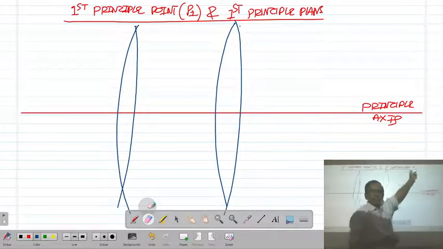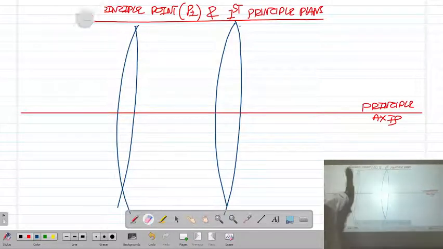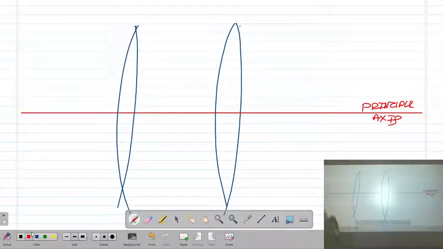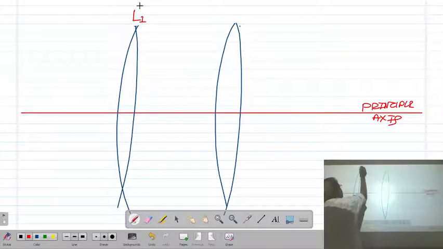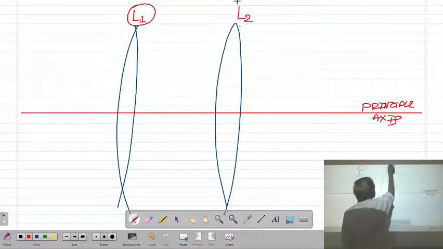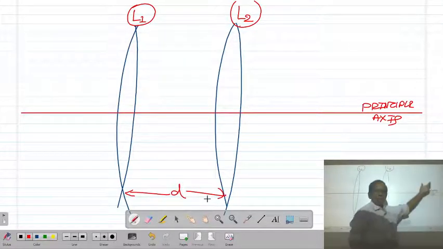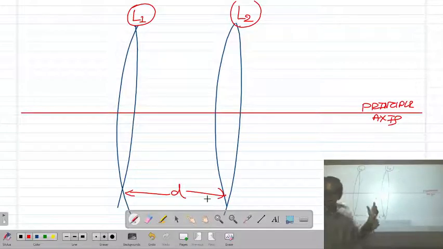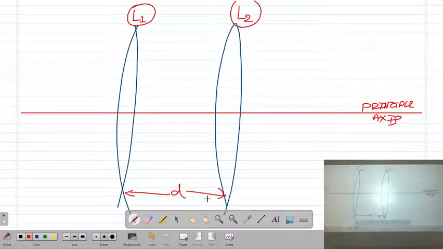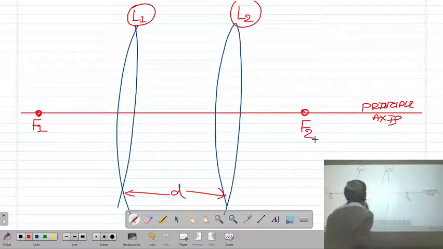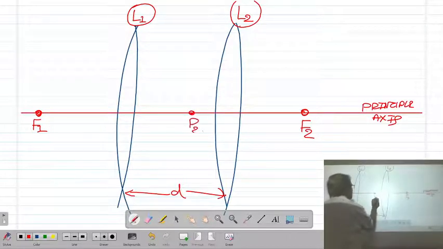Now let us define the first principal point P1 and the first principal plane. Again, let us consider an optical system consisting of two lenses L1 and L2 separated by a distance d. F1 is the first focal point. F2 is the second focal point, and we have just defined P2, the second principal point.